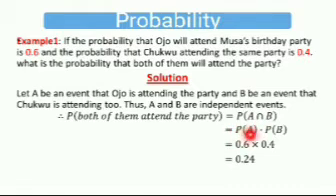Now, probability that both of them attend the party is equal to probability of A intersection B, which is equal to probability of A multiplied by probability of B. So probability of A is 0.6 multiplied by probability of B, which is 0.4. So 0.6 multiplied by 0.4 is equal to what? 0.24. So this is the probability that both of them attend the party.